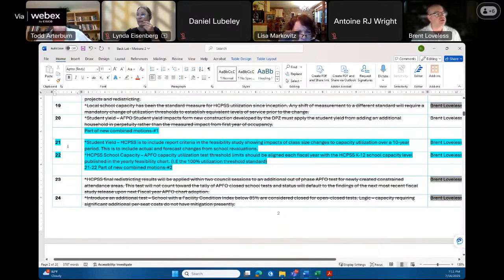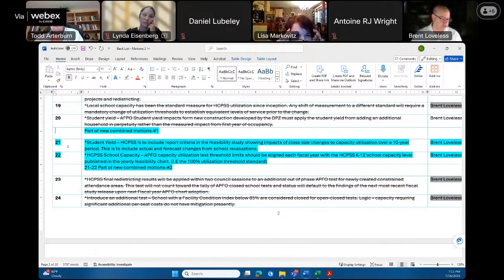Yes, this is, to Dan's point, I can already pre-answer. It's a request of the school system to take this into consideration. It could also be a request to the state delegation to include it in the mandatory APFO report criteria, but effectively saying, notifying the public what difference the year-to-year changes in class size have to do with capacity.